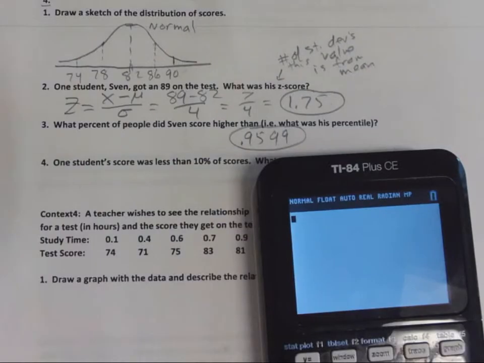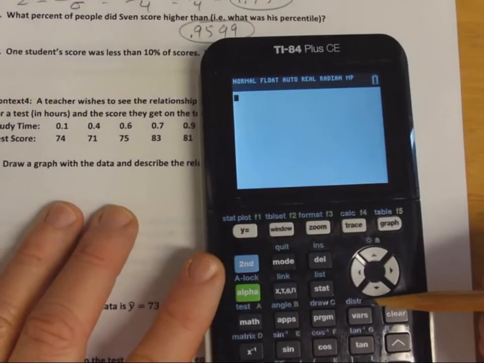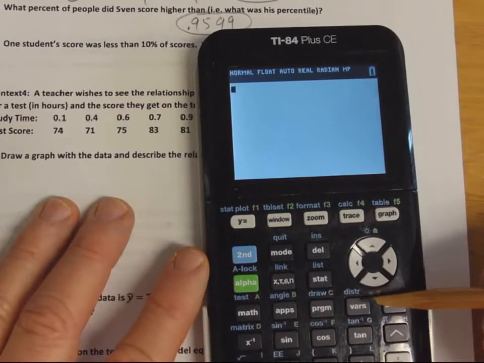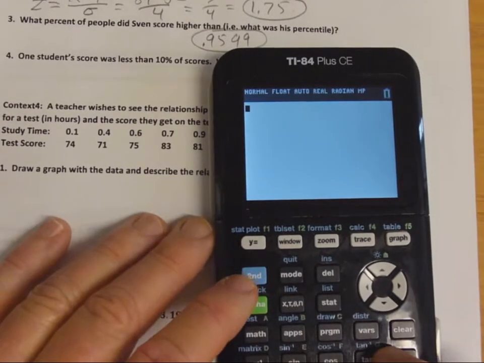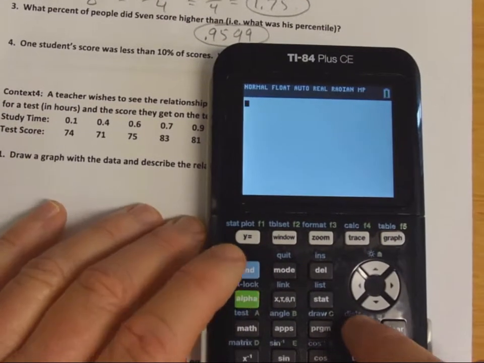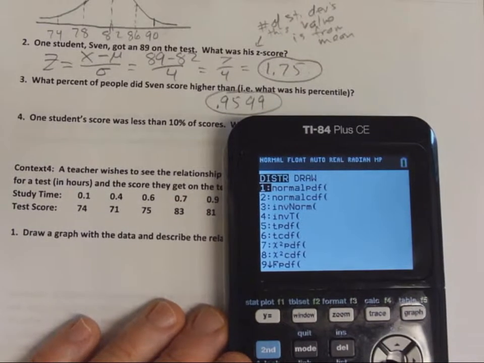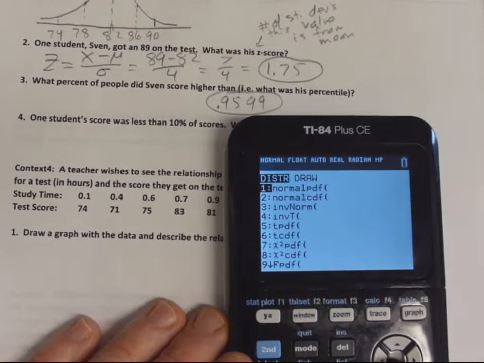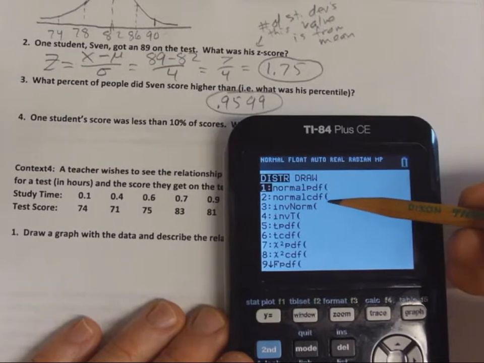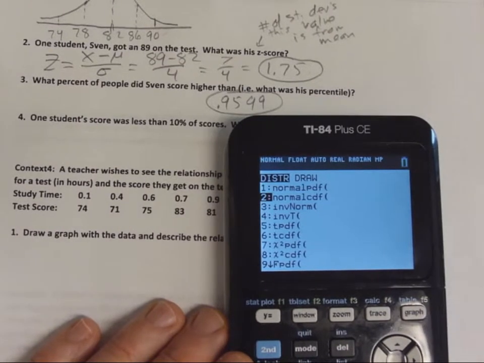And so this is the way we access it. It's under our distribution menu, which is above the vars button. And so if I hit the second button, go second distribution, here are our distribution functions. We will never use normal PDF, by the way. We'll use normal CDF, all right, like this.